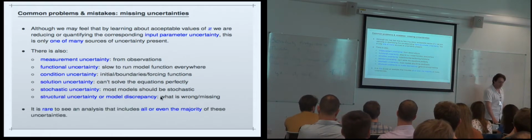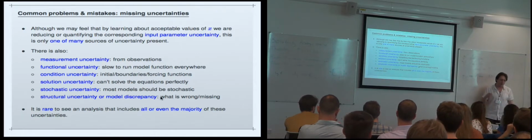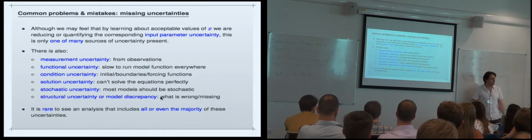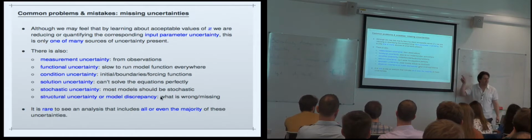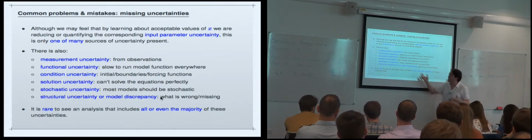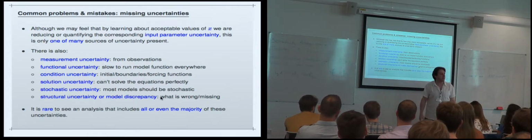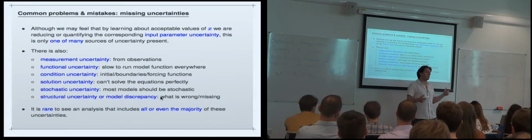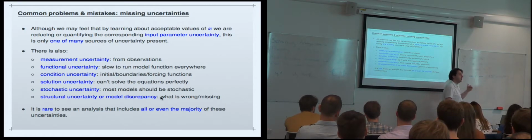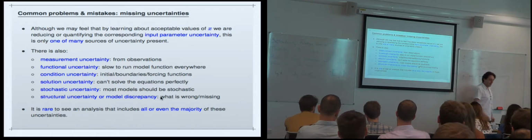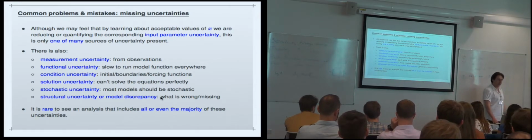Okay, so anyway, it's rare to see an analysis that includes all or even the majority of these uncertainties. I fully appreciate why people don't put them in, because some of them are a bit tricky, but some of them are quite easy to put in, or at least you can put in basic versions of them which are quite simple. So if we're using our model for a real thing, it's a good idea.